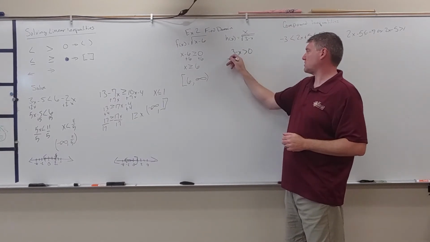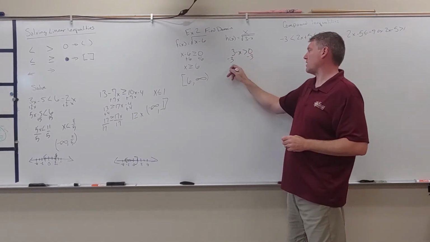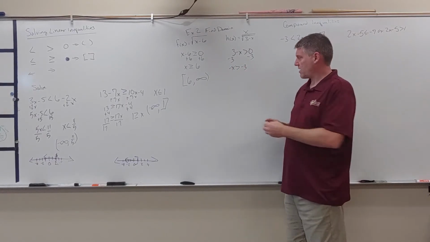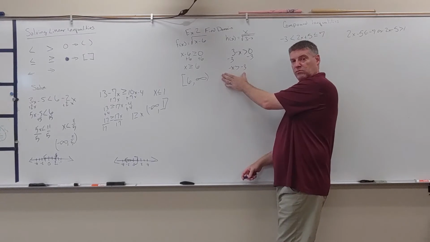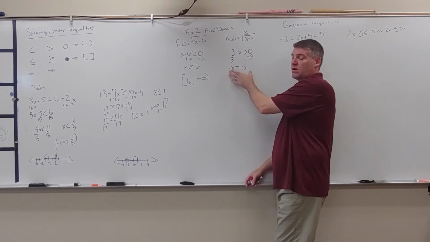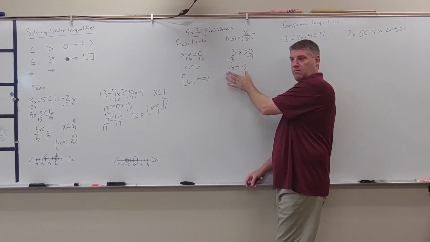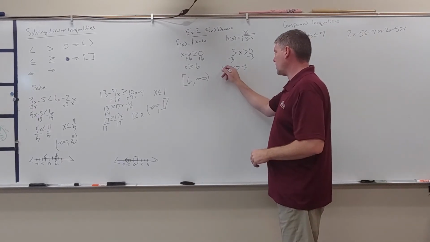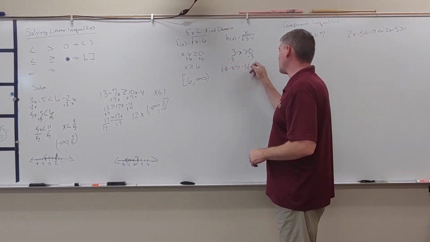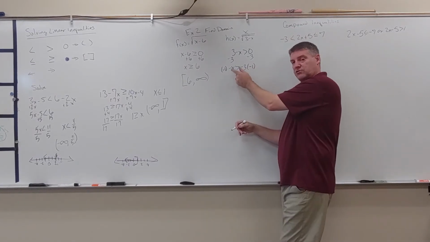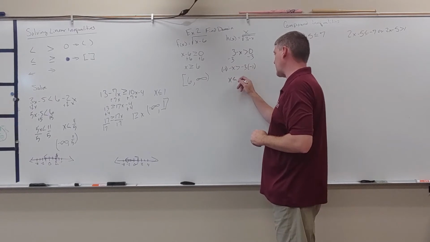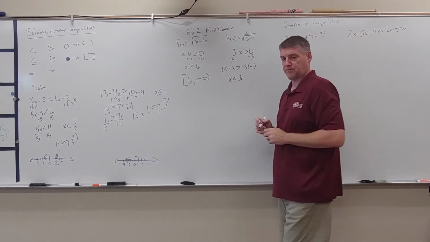Okay? And I'm going to subtract 3 from both sides. So I get negative x is greater than negative 3. Now I have a negative x here. I'm going to have to multiply it by a negative number. Hopefully you remember that when I multiply by a negative number in an inequality, I change the direction of the inequality. So this becomes x is less than 3.